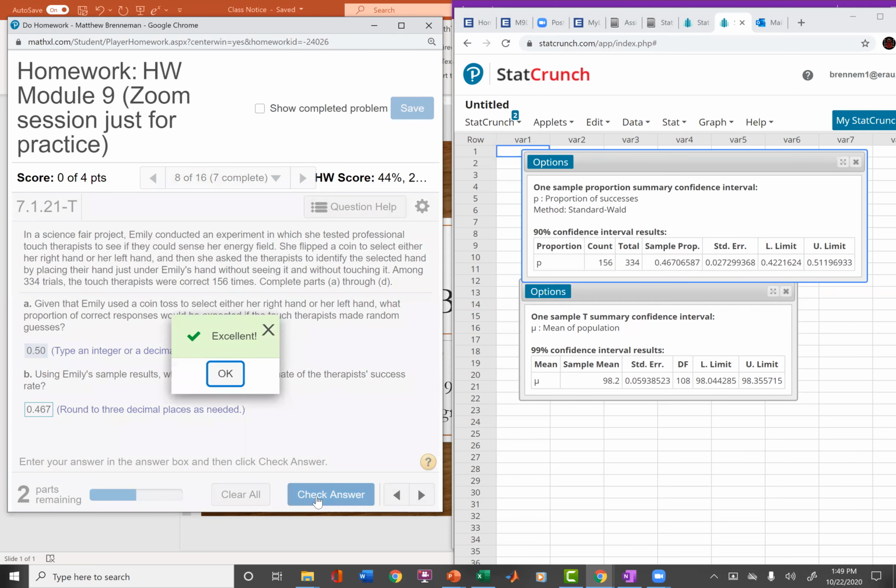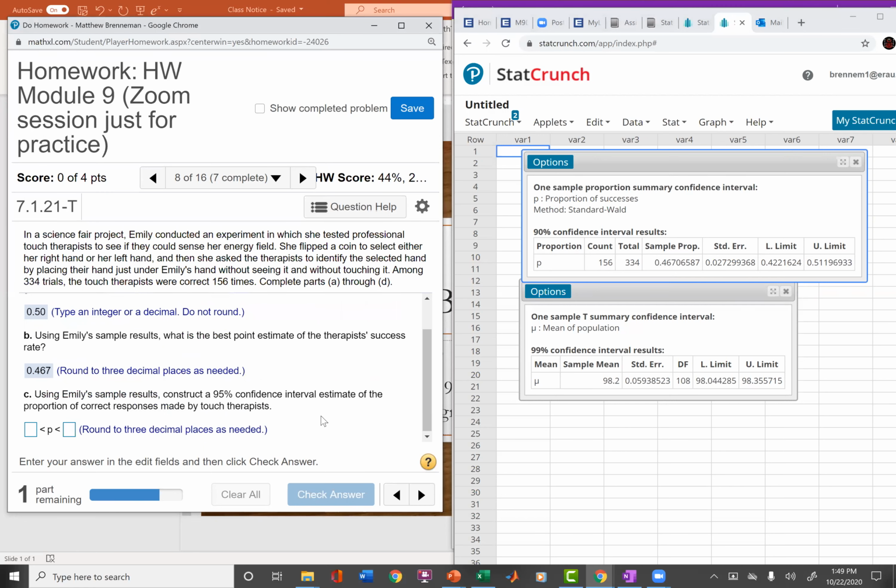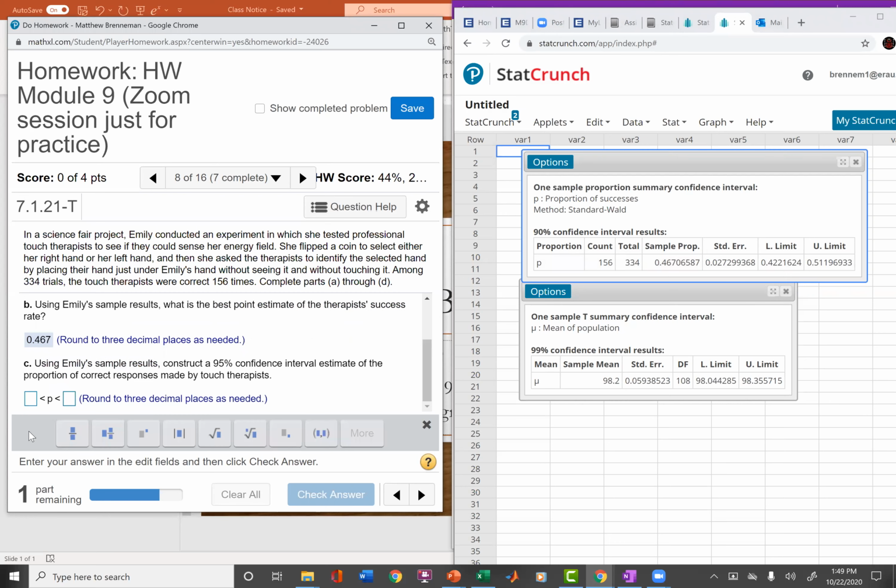And now they're going to have us compute a confidence interval. So we did a 90, and it just happens that it's set to 95%, right? So I'm okay. So I'm going to pick off that 0.422. And the upper limit's 0.512. So go ahead and try that. Make sure that's working out for you then.